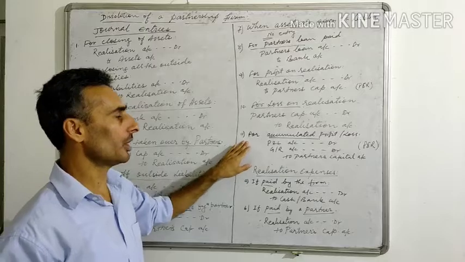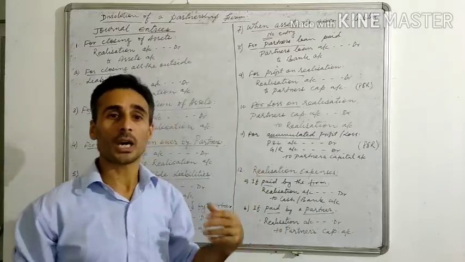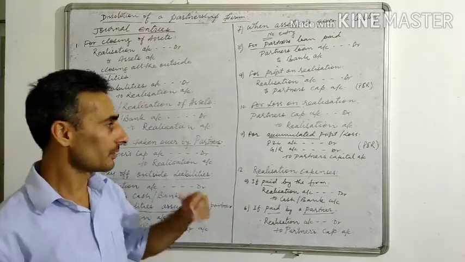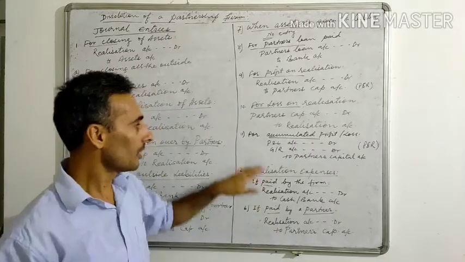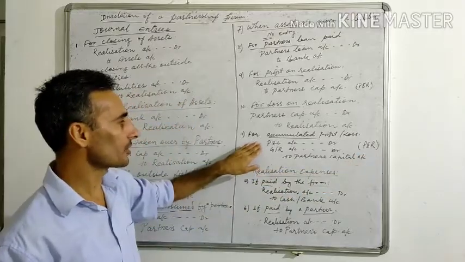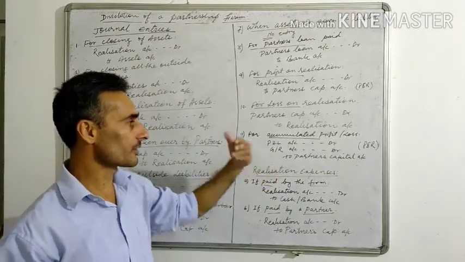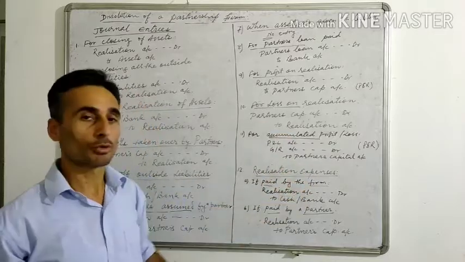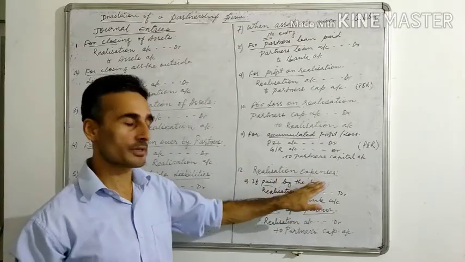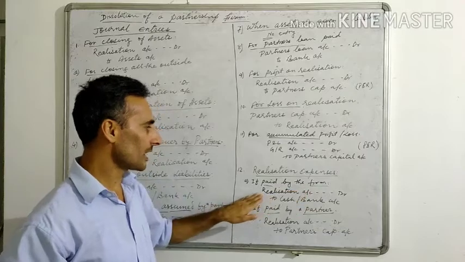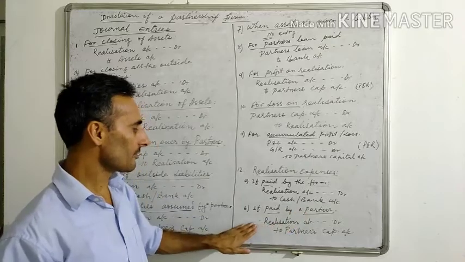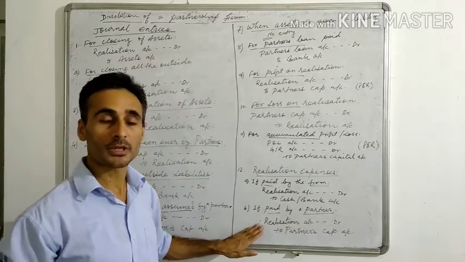For accumulated profit or loss, that means the past profits which are undistributed, right? Like profit and loss account credit balance, general reserve, reserve fund, workmen's compensation fund, all this should be distributed to the partners in the profit sharing ratio. So you have the entry profit and loss account debit, general reserve account debit, reserve account debit to partners capital account, to all the partners. Then you have the entry for realization expenses. If it is paid by the firm, realization account debit to cash account or bank account. And if it is paid by a partner, then you have the entry realization account debit to partners capital account.